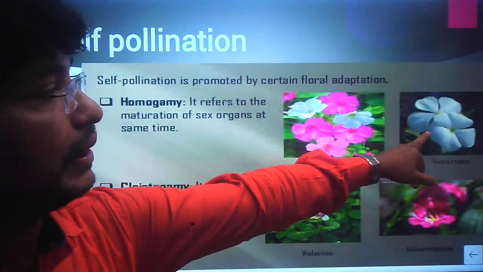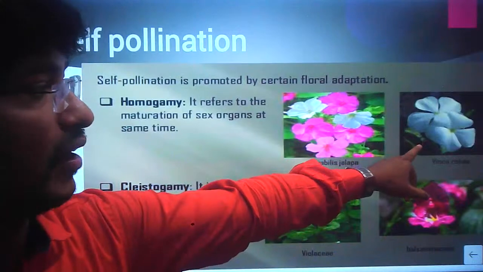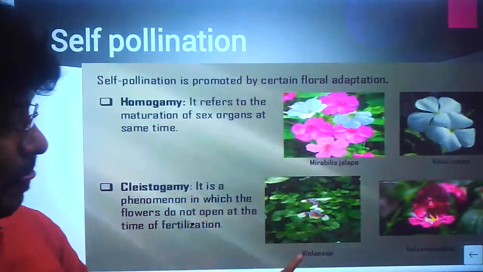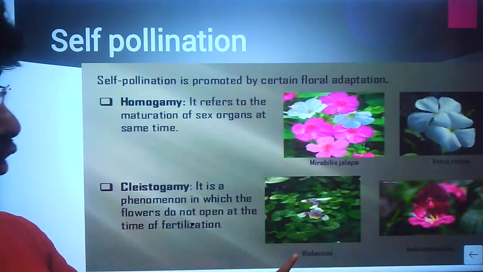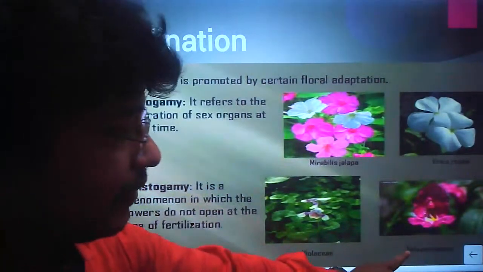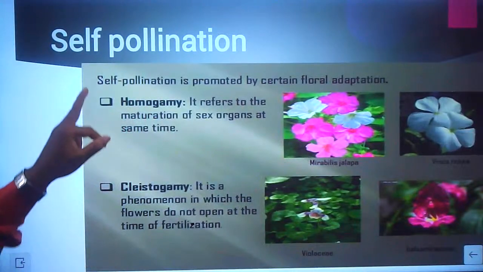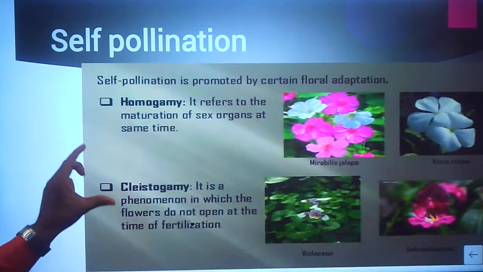I told you this will be a pink or white flower also. Vinca rosea, Mirabilis jalapa. I could say Violaceae family. And you could see balsam plants, where this type of self-pollination is promoted by certain floral adaptation.